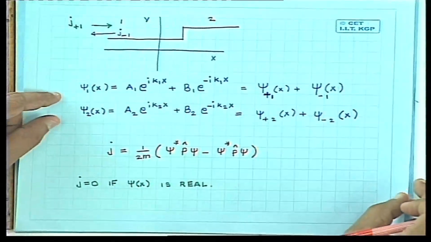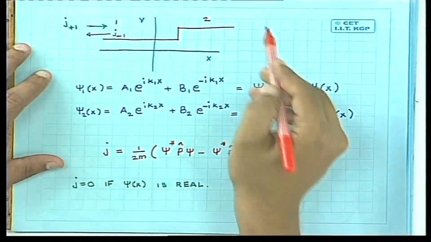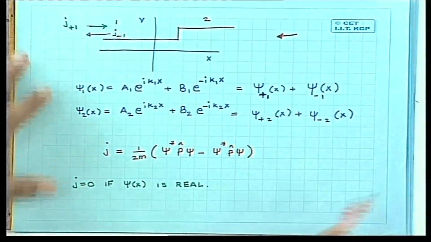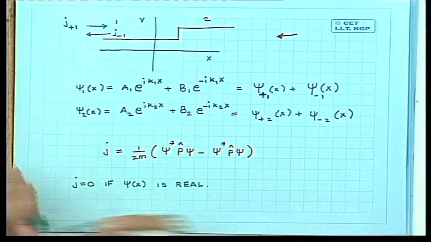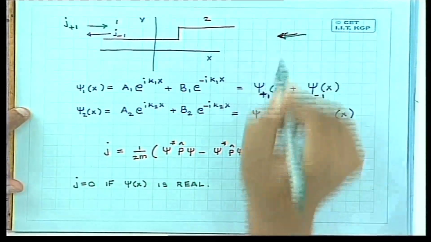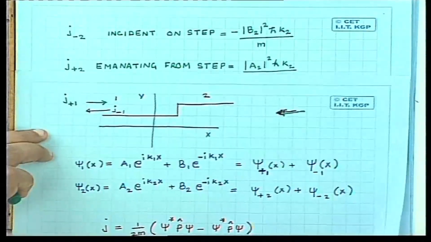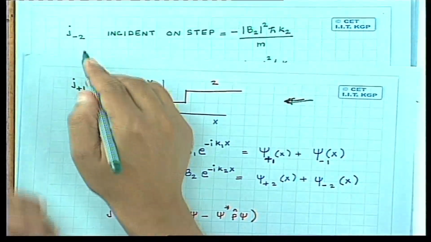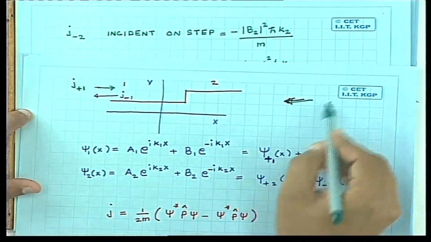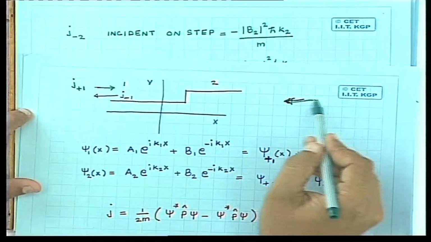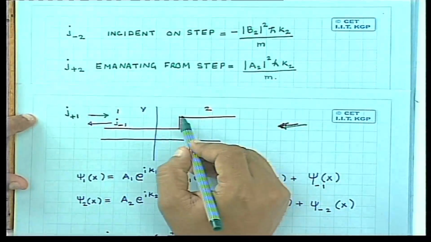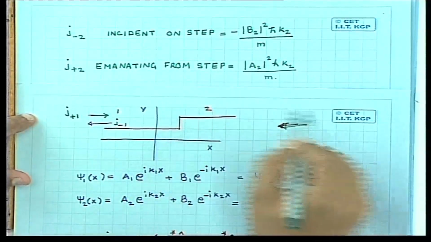So if you look at this part now, the part of the wave function, if you have a probability current for a particle incident on this step, the probability current will flow from this side, it will be negative. So j minus 2 is the probability current flowing this way, corresponding to a particle moving in this direction, a wave propagating this way, and j plus 2 are particles emanating from the step.